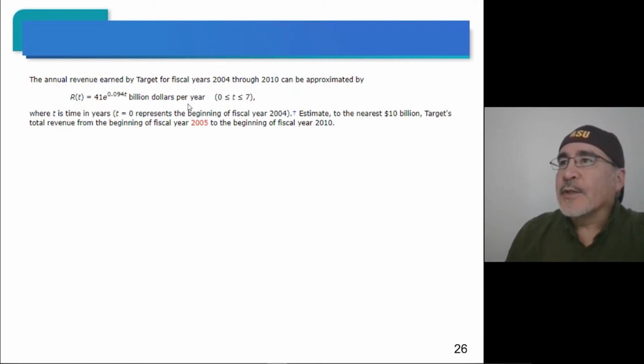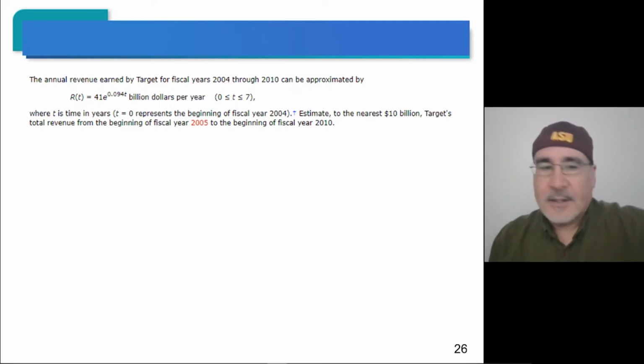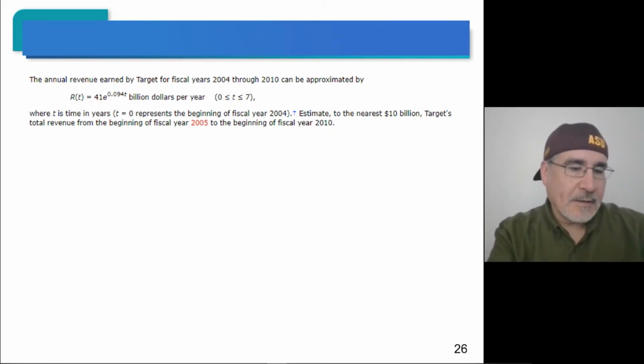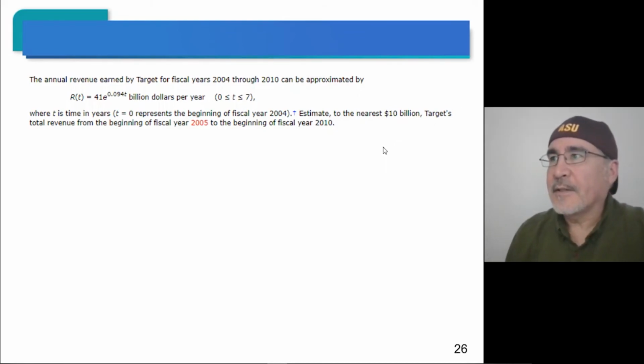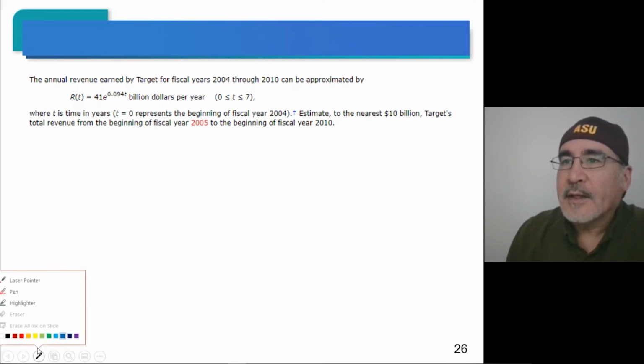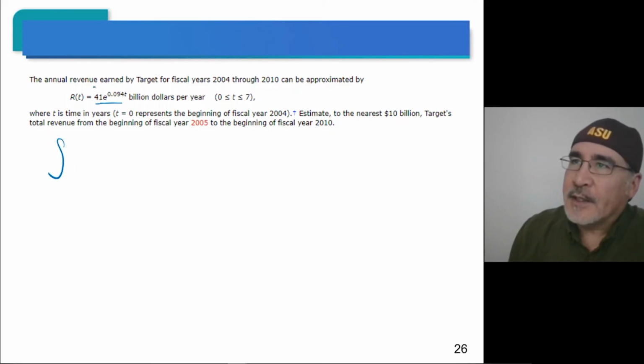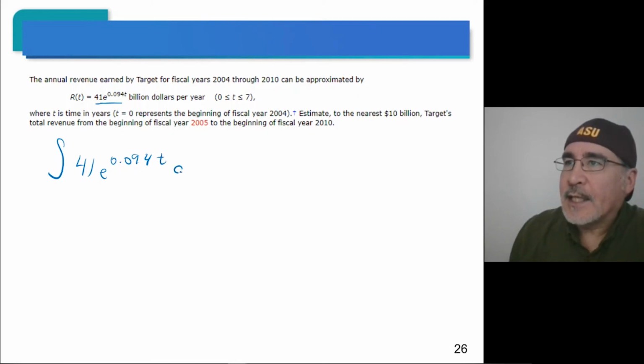Okay, so since we are looking for an estimate, let's see if I can get this working now. There we go, we're back in business, with our pin there. So we're going to take this function, and really what we're trying to find, it is a revenue rate function, 41 e to the 0.094 t dt.